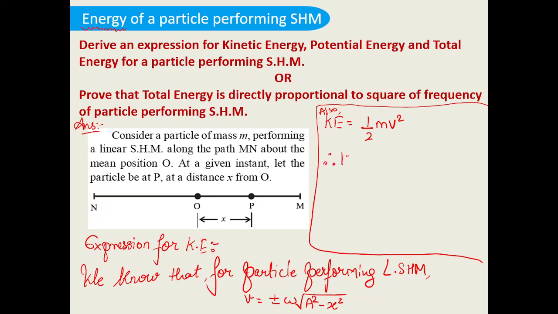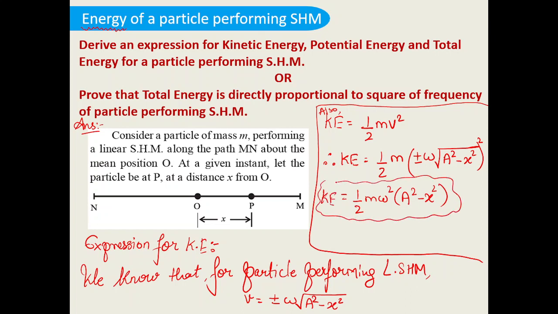Therefore, kinetic energy is equal to half into m into v square. V square means the square of this term. So this will be plus or minus omega under root of a square minus x square, the square of this term. So this will be equal to half m, plus or minus square will be positive: plus square is positive, minus multiplied by minus is also plus. So omega will become omega square, and the square and root will get cancelled. I will be getting a square minus x square. So this is the formula of kinetic energy, and the derivation is very simple.